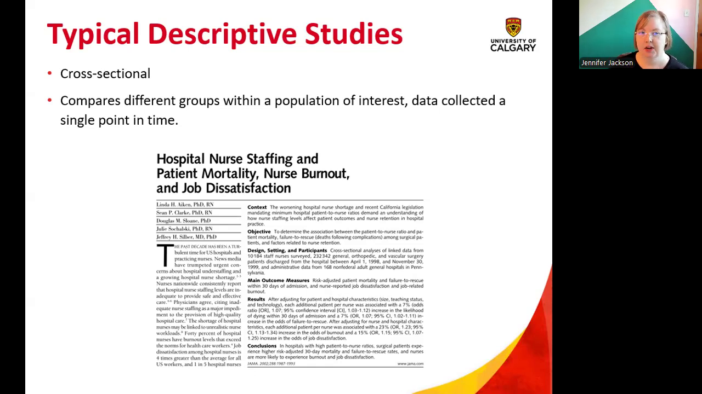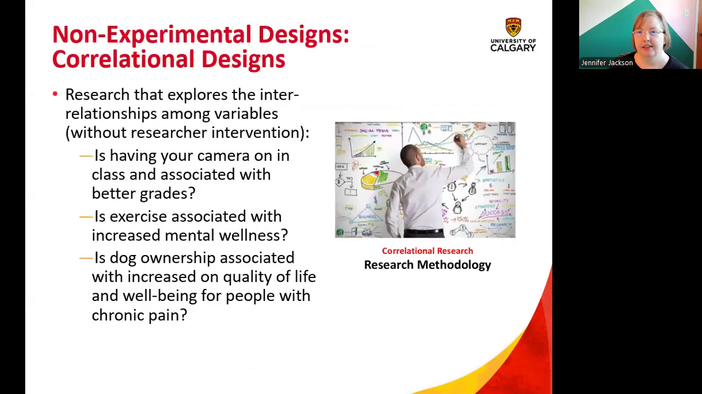So here we know the directionality of the relationship. The staffing is connecting with the patient mortality. Patient mortality is not influencing staffing. We know which order the variables are happening, so that we know how to order that relationship in our minds. However, then we have the correlational design.